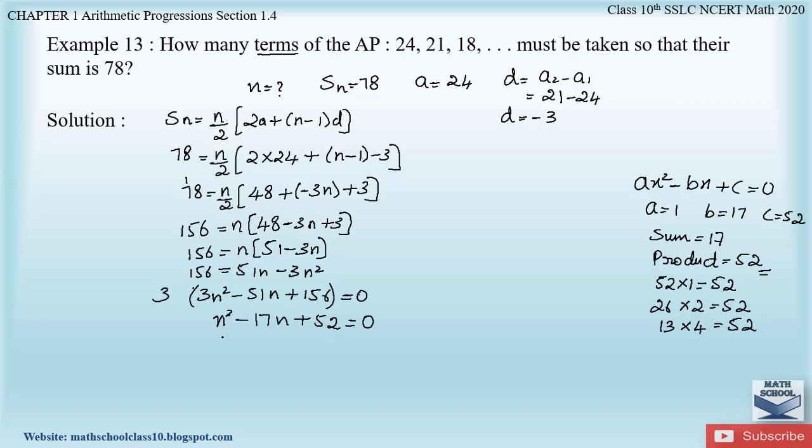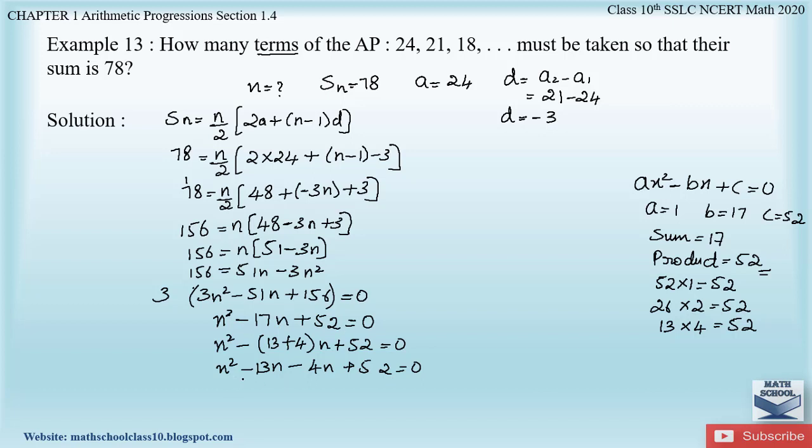Therefore, let us write down n square minus, these signs will be same, only the coefficients will be changing. So it will be 13 plus, we are taking the sum, so 13 plus 4 is 17, so 13 plus 4 into n plus 52 is equal to 0. Now if you open the brackets, we will get the signs automatically. So n square minus 13n minus 4n plus 52 is equal to 0. Now here you can observe minus 13n and minus 4n is minus 17n. We have got the equation.